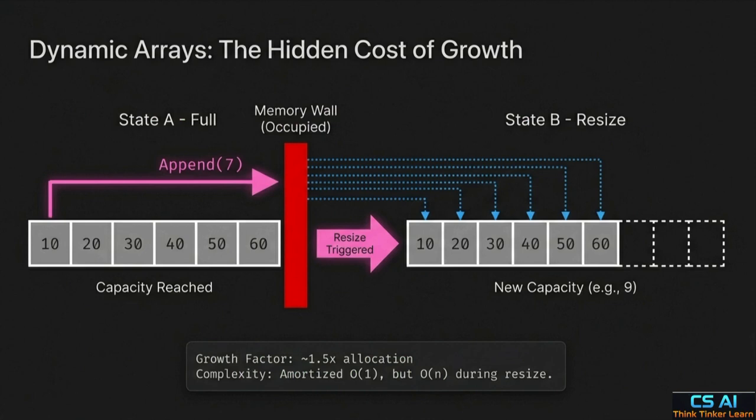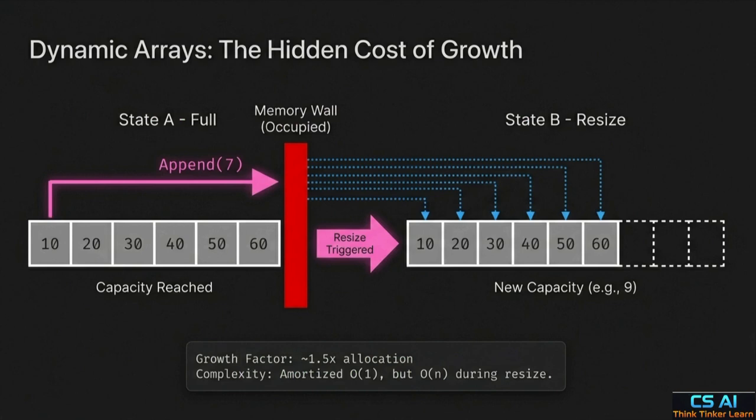While static arrays have fixed size, most modern languages provide dynamic arrays like the Python list or Java ArrayList. These offer flexibility but come with a hidden cost of growth. Look at state A, where our array is full with 6 elements. If we want to append a 7, we hit a memory wall because the next cubby in memory might already be occupied by some other piece of data altogether.